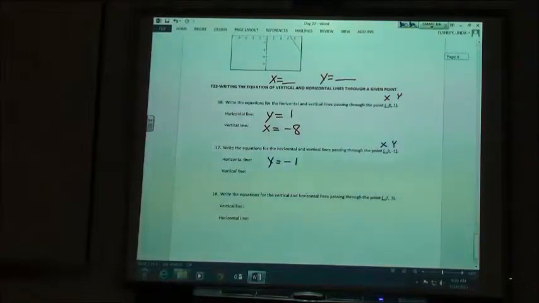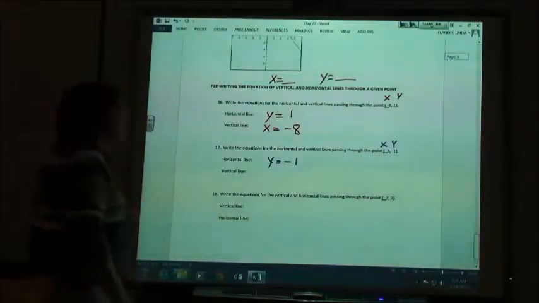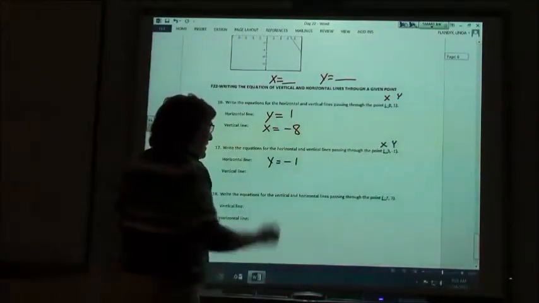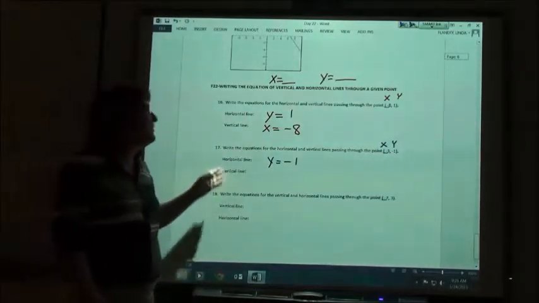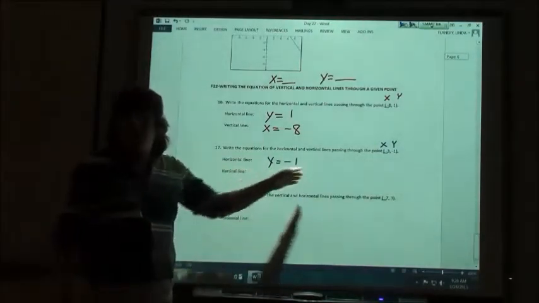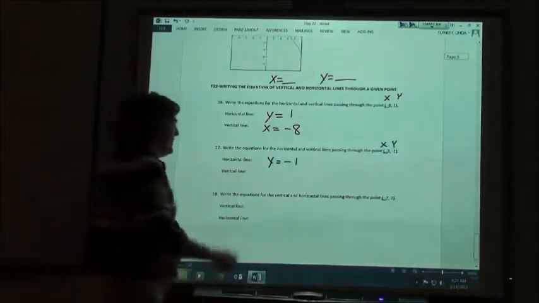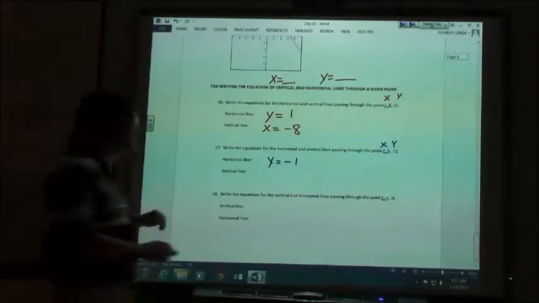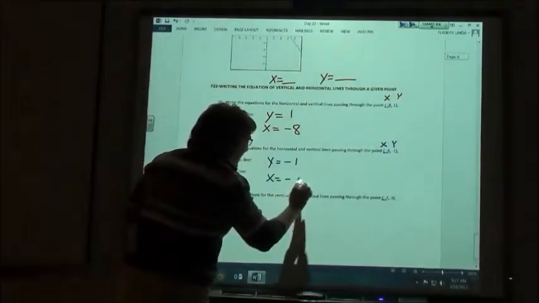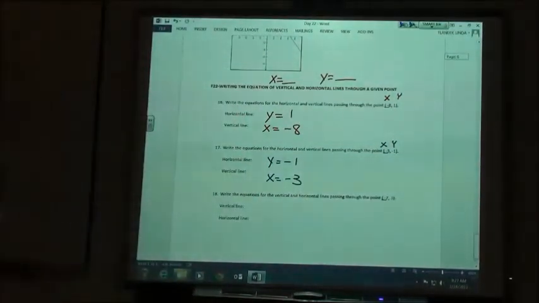Because you either have to say x equals or y equals, because it makes a difference on which way your line goes. My vertical line is going to be the whole equation, -3 is just the number. X equals -3. Right? Yep.